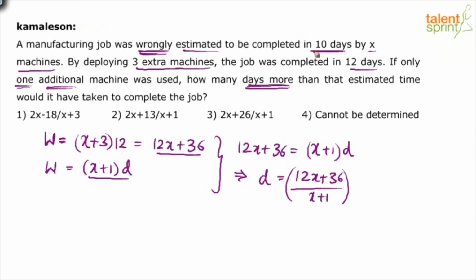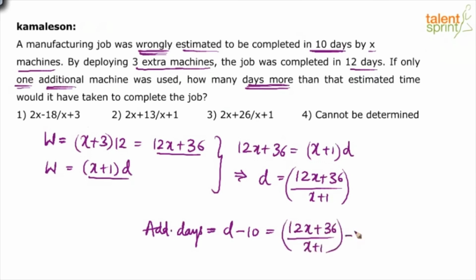What is the estimated time? 10 days. So the additional days can be taken as D minus 10, because estimated time was 10 days. So from total days, if you subtract 10, you get the answer. So 12x plus 36 upon x plus 1 minus 10. So what happens? 12x minus 10x, 2x, 36 minus 10, 26 divided by x plus 1. So 2x plus 26 divided by x plus 1. Option 3 would be the answer.